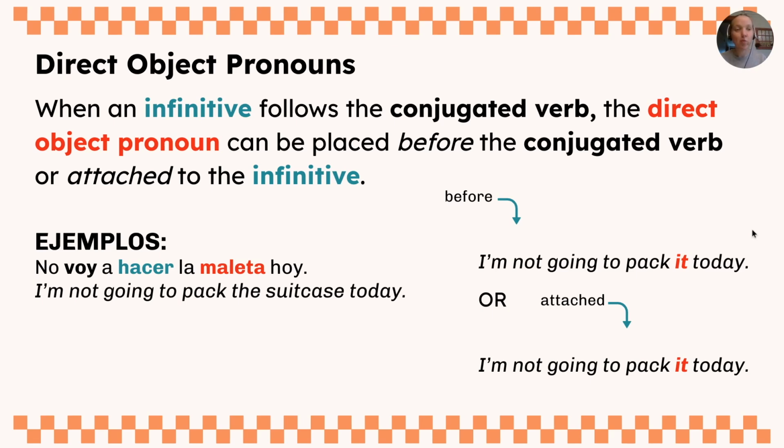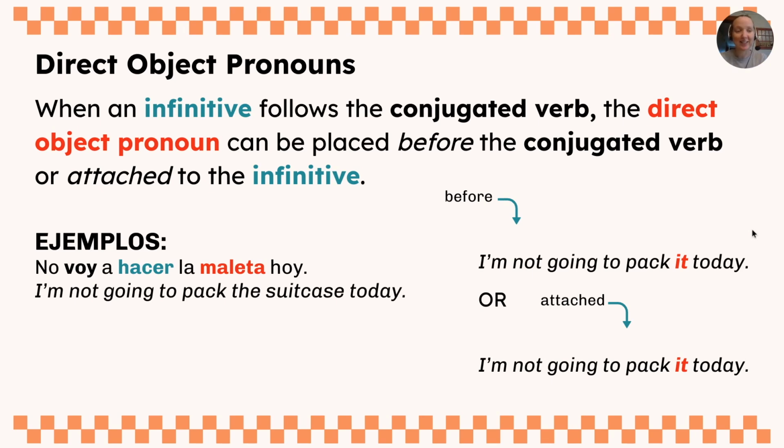So we have two ways we can write this. They both mean the same thing. It's just your preference of which one you want to use. I tend to like using it attached to the infinitive, but if you like it before, go for it. We're going to figure out how to say I'm not going to pack it today. So that first one, we're going to put our object pronoun before our conjugated verb. This is what we just practiced in the previous slide.